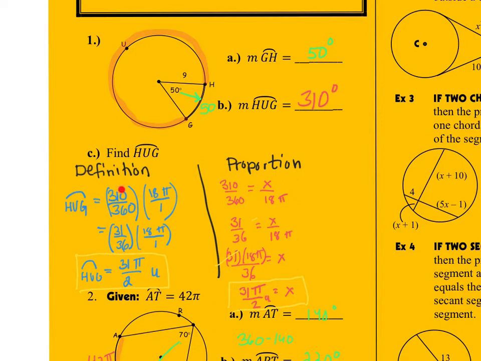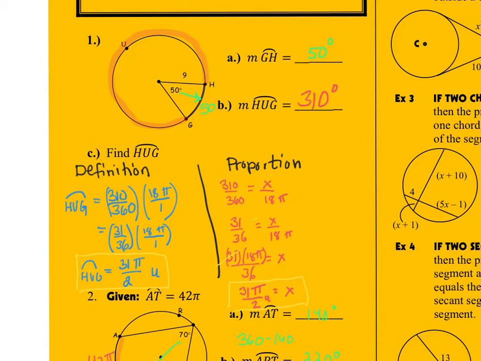I'm going to take the 310 and the 360. I'm going to take and knock the zeros off of there. And then that gives me 31 over 36. I notice that the 18 and the 36, that will cancel and give me 1/2. And so I'll end up with 31 pi divided by 2 units for the length of arc HUG.